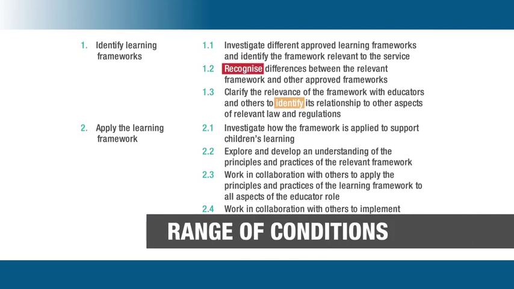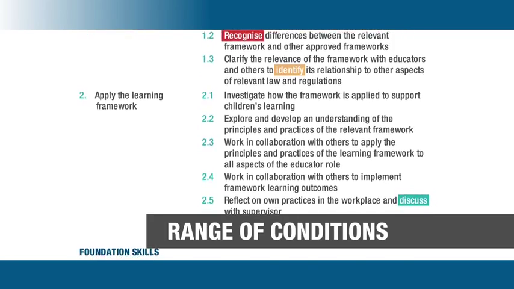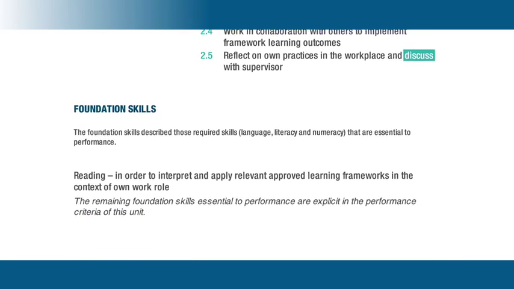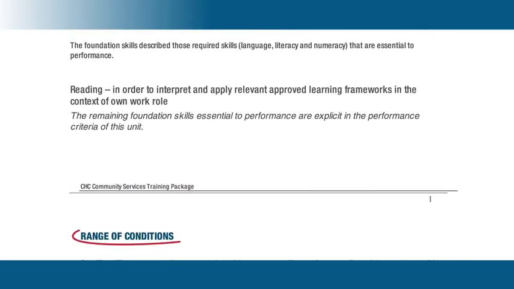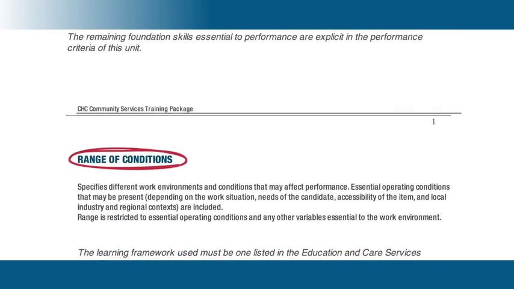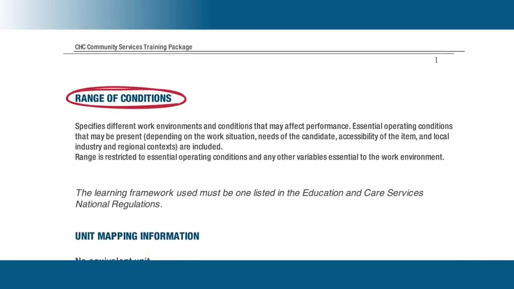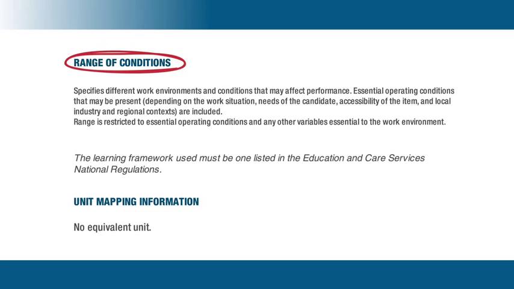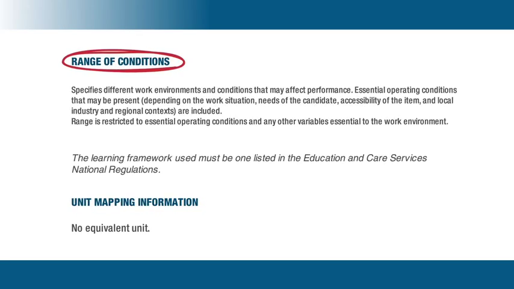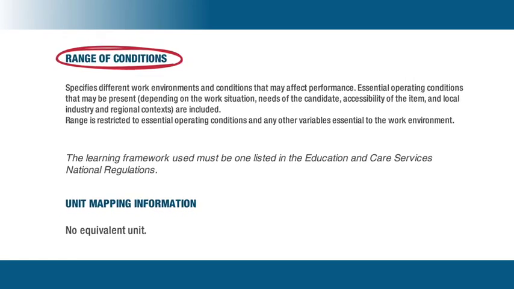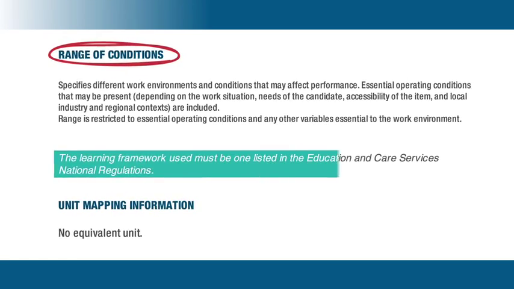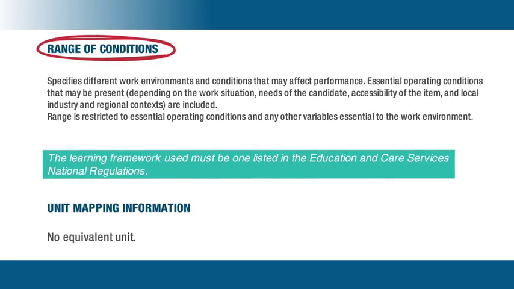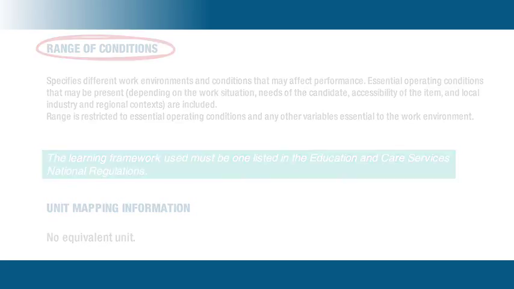The range of conditions spells out different work environments and conditions that may affect performance. This is an optional field in the unit of competency and does not appear in many units. In previous versions of training package units, the range of variables section was often used to list a lot of definitions, and many people found it confusing, while RTOs found it hard to comply with. In this sample unit, you can see that the unit itself is about learning frameworks, and the range of conditions says that the learning framework used must be one listed in the Education and Care Services national regulations. In other words, it is helping you define the unit and work out how to apply it.